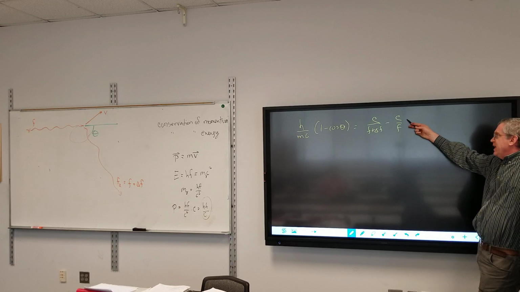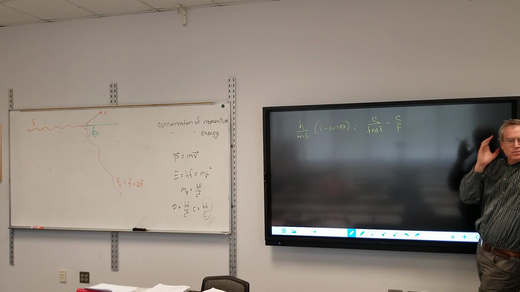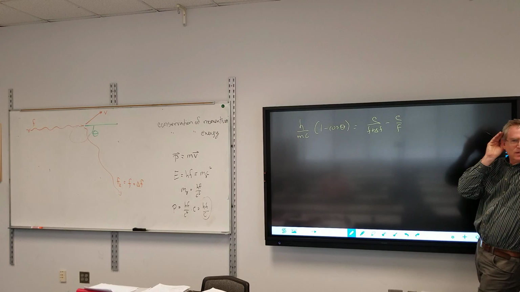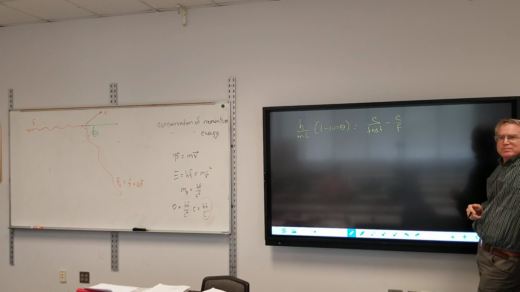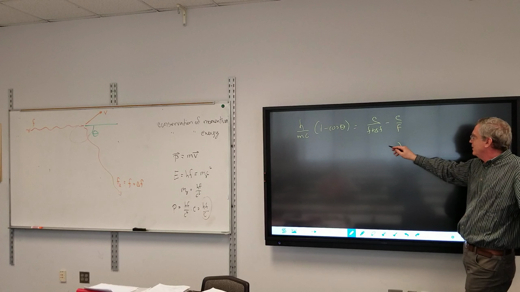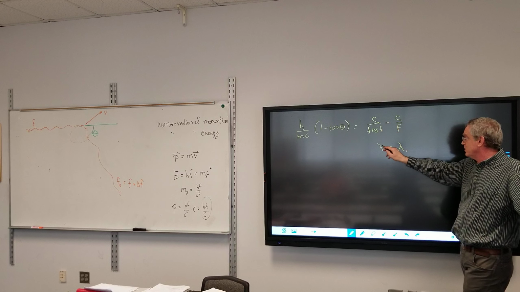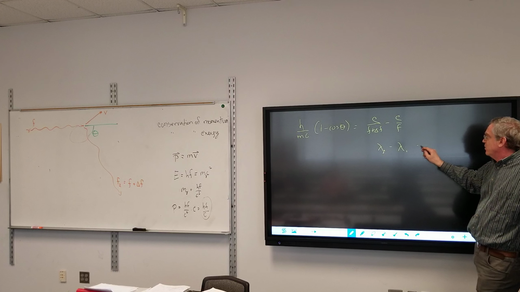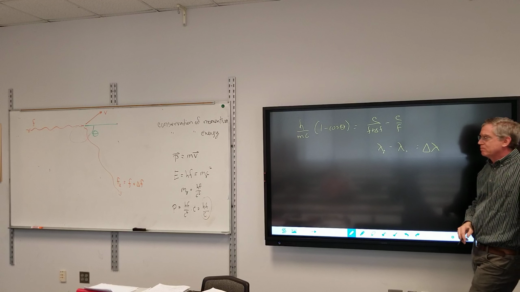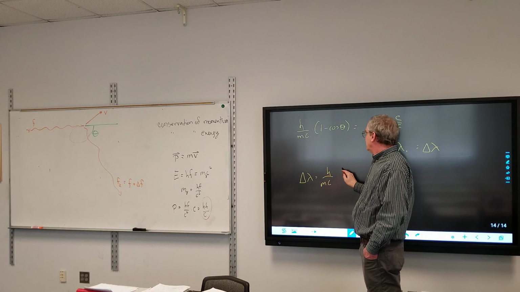What is the speed of light divided by the frequency of the light? Length. What'd you say? The length. Yeah, wavelength. So f was my initial frequency, so this is my initial wavelength. This is c divided by my final frequency, so that's the final wavelength. So this is just the change in the wavelength. The change in the wavelength is equal to h over mc, 1 minus cosine theta.